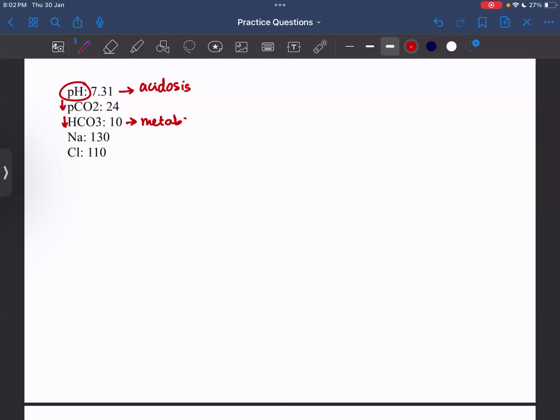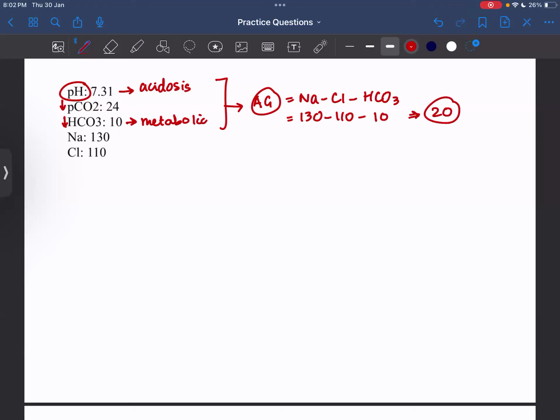Whenever we have metabolic acidosis, the next immediate step is the anion gap, which equals sodium minus chloride minus bicarb. Sodium in this case is 130, chloride is 110, and bicarb is 10 as well, which means our anion gap is 20. Okay, once you have the anion gap sorted out, let's look at the compensation.